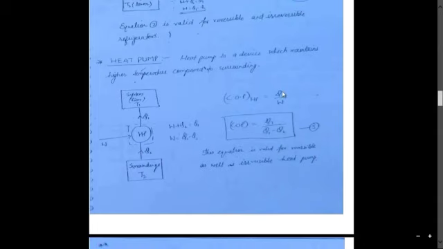COP, once again, is the ratio of the desired effect by the work input. And how is our desire fulfilled? By adding Q1 amount of heat. Therefore, the COP of heat pump is equal to Q1 by W. And you know W is equal to Q1 minus Q2 from the equation W plus Q2 is equal to Q1. So simply put this value: the COP of heat pump is equal to Q1 by Q1 minus Q2. This equation is valid for all types of heat pump, whether reversible or irreversible. So there should not be any confusion.